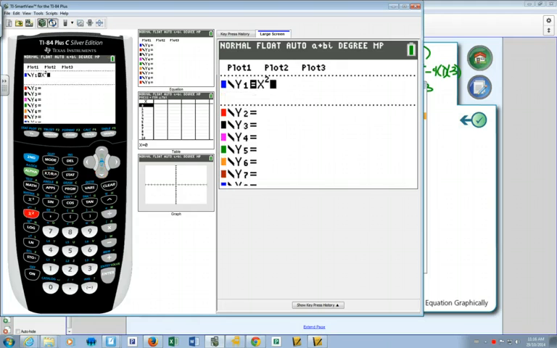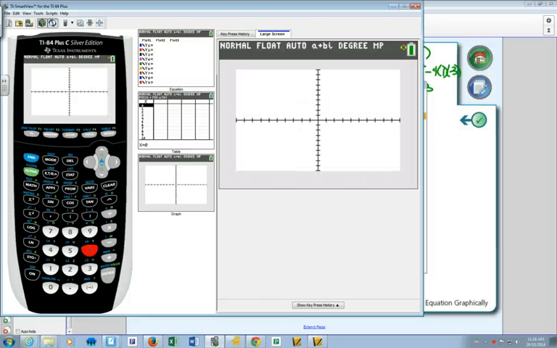X squared minus x minus 3. That's what we're going to type in there. Push zoom and 6 to get back to a standard window. And your graph should look like this.